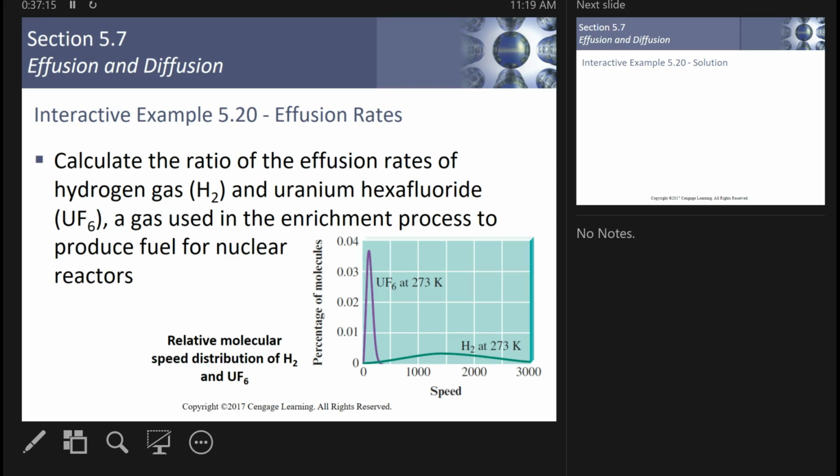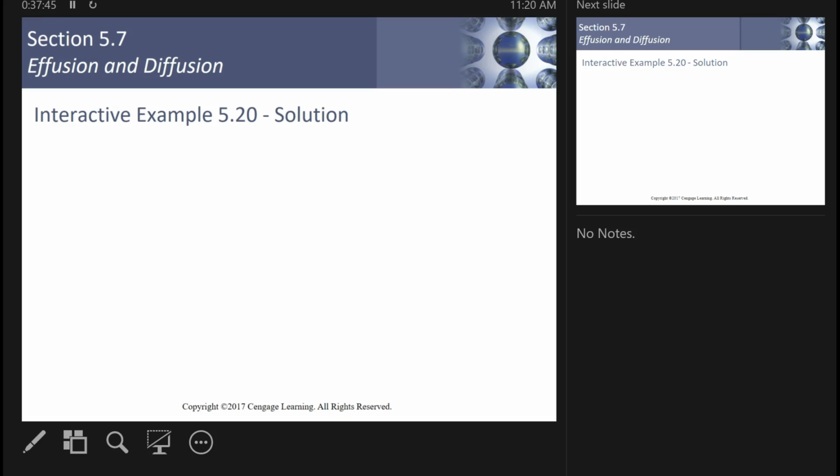Calculate the ratio of effusion rate of hydrogen and uranium hexafluoride, which is a gas used in the enrichment process to produce fuel for nuclear reactors. Okay? So it gives you a graph which shows you the percent of molecules at different speeds. And you can see obviously hydrogen is going to be at a different, faster speed than UF6.